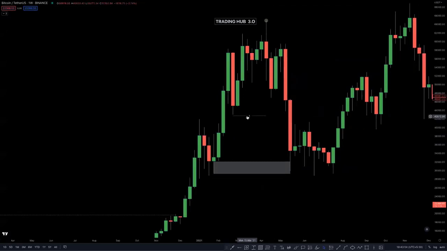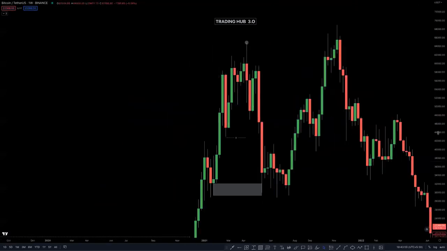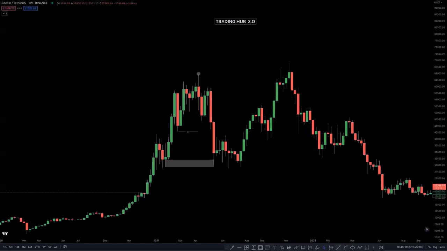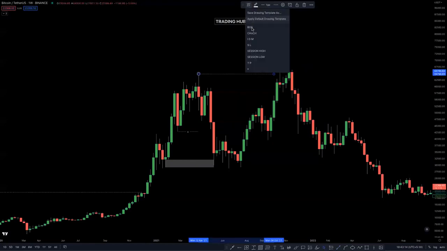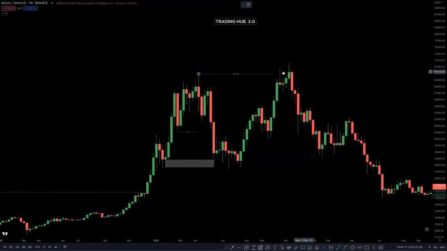Actually, only one pullback is here. So it has taken out the inducement and the market goes higher. So we are willing to buy again after the break of structure of the previous high. Which one is here? So this one is our break of structure. Okay, so in this case, what happened here?